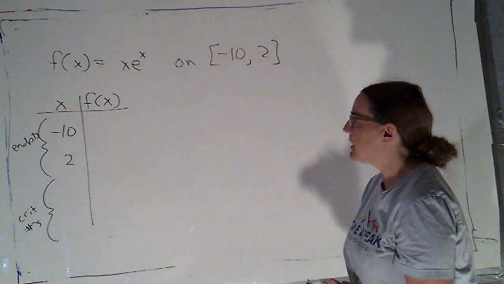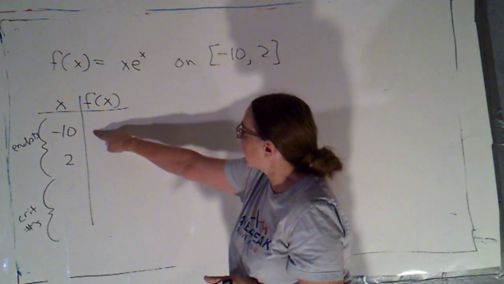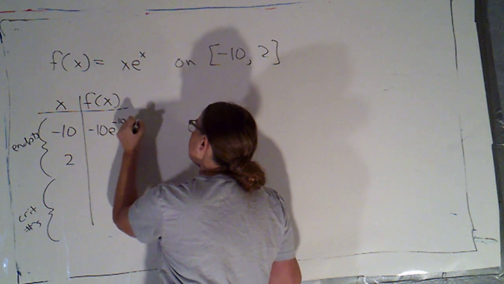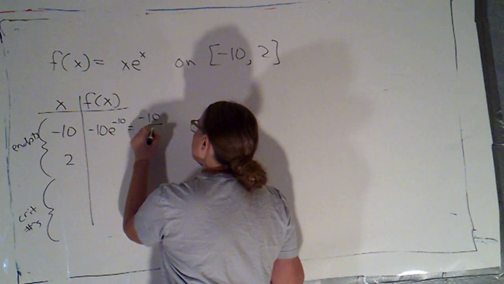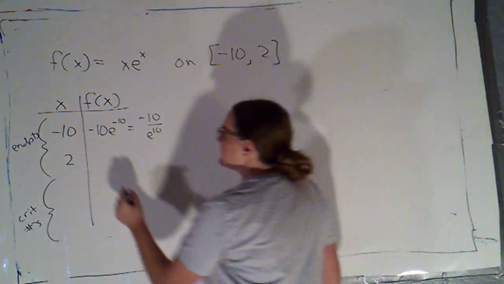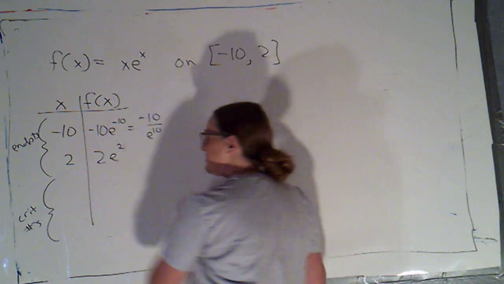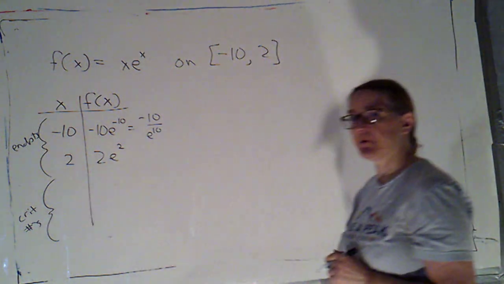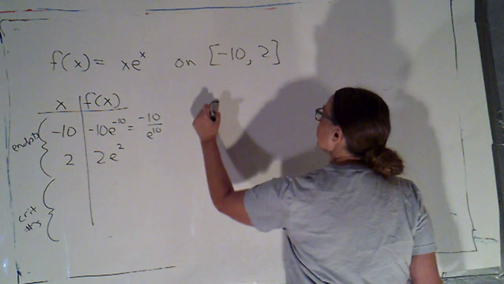Okay. So let's see. If x is -10, I'm going to get -10 e to the -10, which is -10 over e to the 10th. If x is 2, I'm going to get 2e squared. Now I also need to check critical numbers, so for that I need to take the derivative.